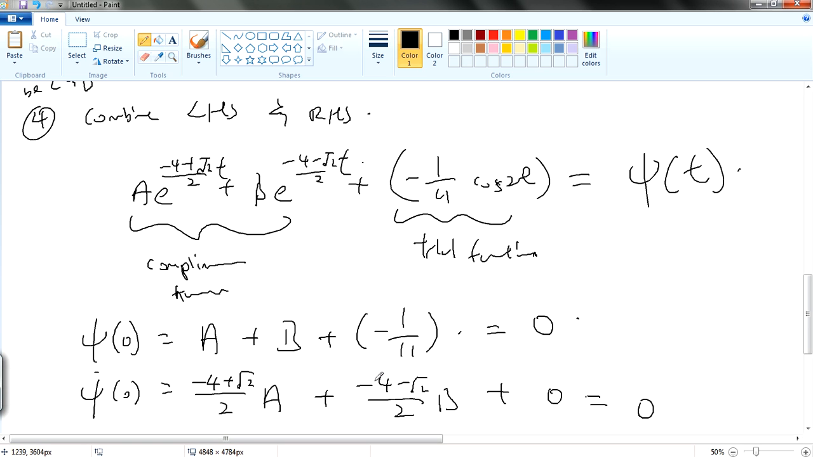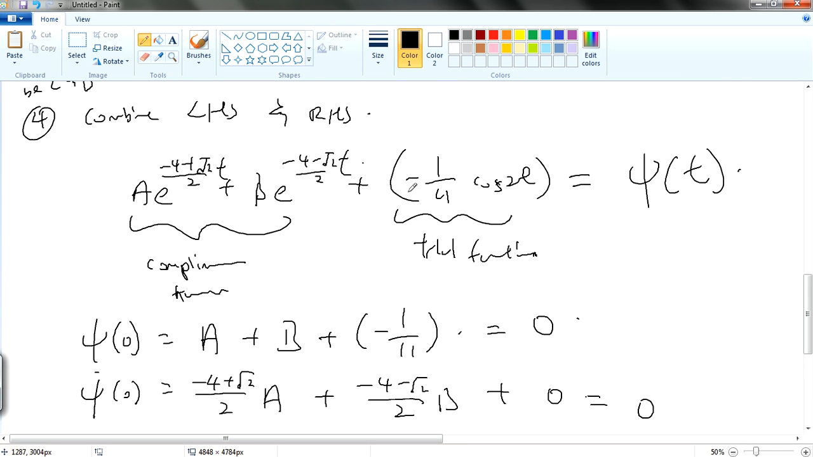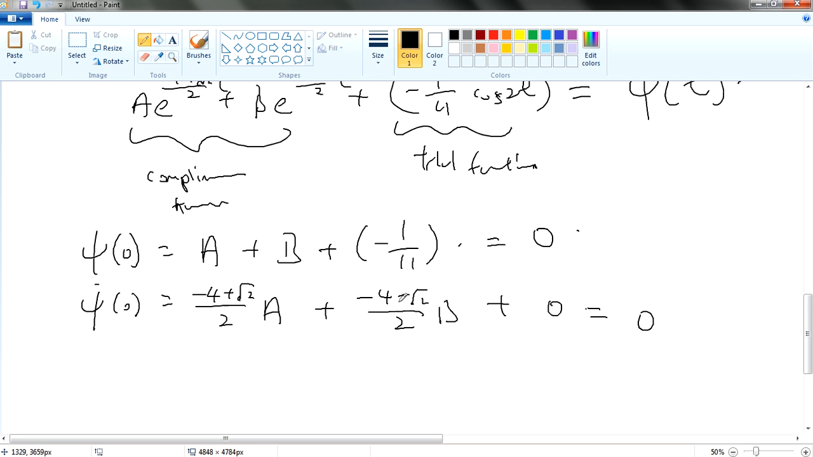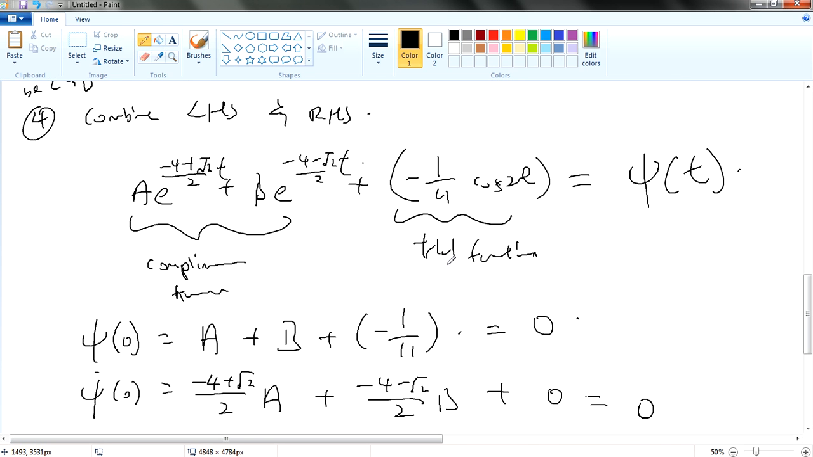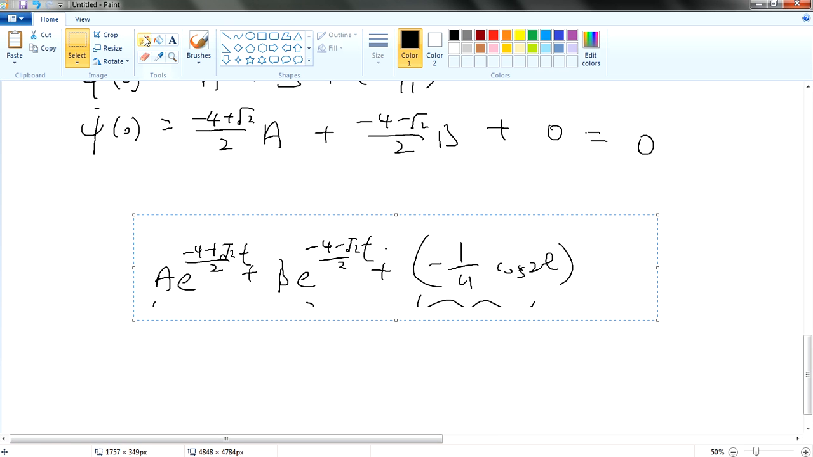And you use this simultaneous relationship, you can straight away find your a and b, and you just present it in terms of the findings of a, b, and then the minus 1 over 11 cosine 2t, and then this should be your whole answer. So what I mean is that in fact this whole thing is already your answer, just that you need to find a and b. Once you find a and b, this whole thing is your final general solution. So this is called the general solution.